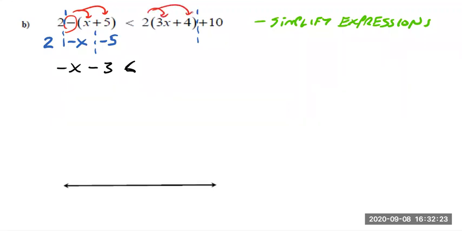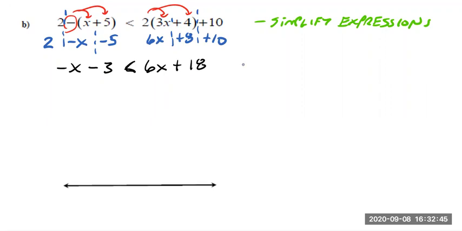On the right side, we have two terms, and we'll be distributing a 2 to these two terms. So we'll get two more terms. We'll get a 6x, 2 times 3x is 6x. 2 times 4 is +8. And then we'll have the +10. And if we combine like terms here, we get 6x plus 18.